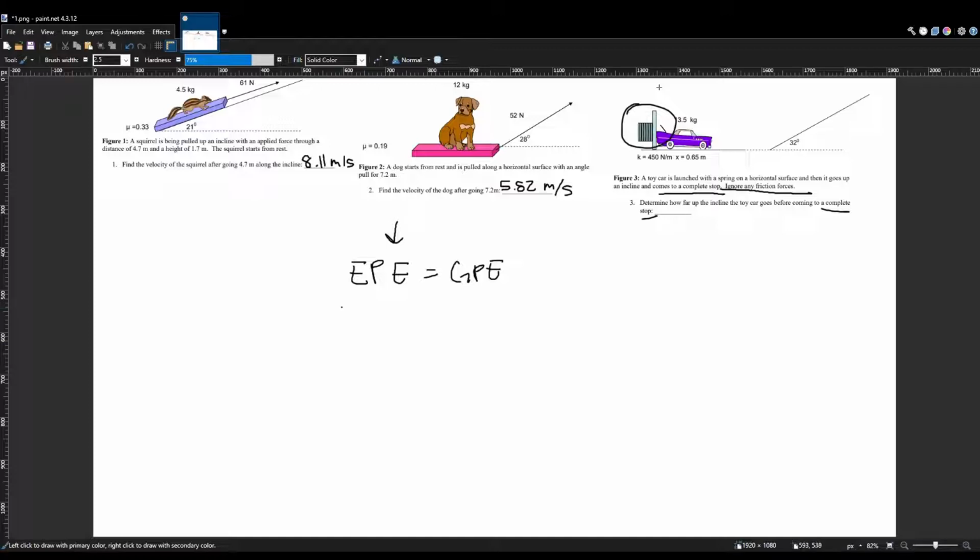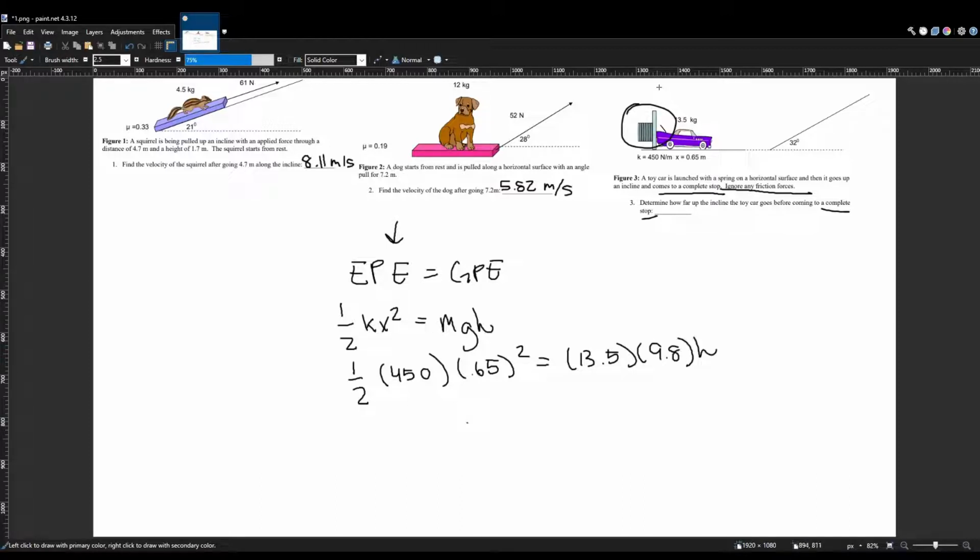So our elastic potential energy is going to be equal to 1/2 kx squared. Make sure to keep that squared when you solve it. It's equal to mgh, where k in this equation is equal to the spring constant, and x is the compression distance. We're given those, so we don't have to worry about solving for those. So 1/2 kx squared, 1/2 times 50 times 0.65 squared, keep that in there. Mass is 13.5, that's just the mass of the car. G, universal gravitational constant, 9.8, and the height. So we're going to solve for the height, but this is a two-part question, so we're not quite done yet.